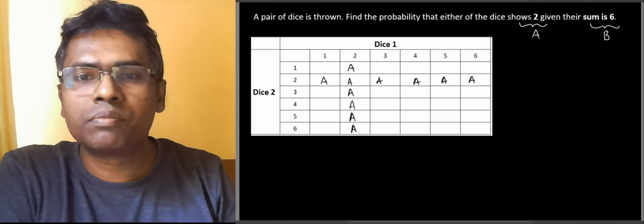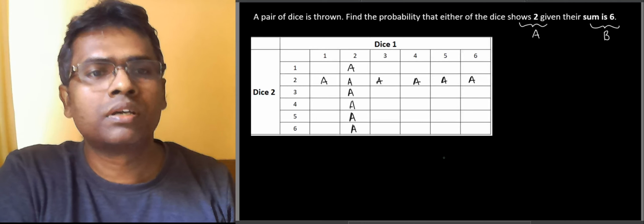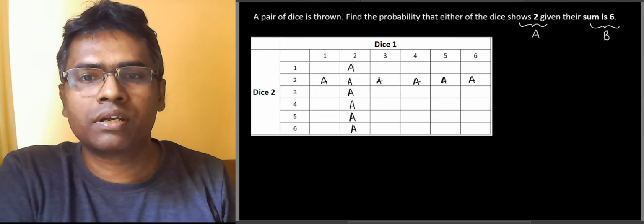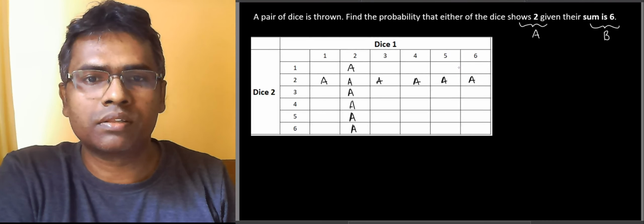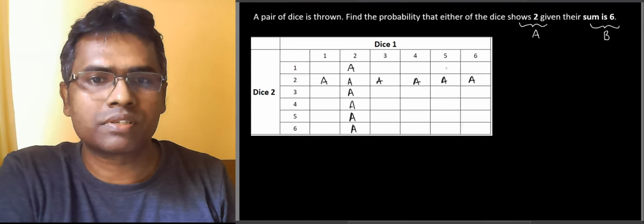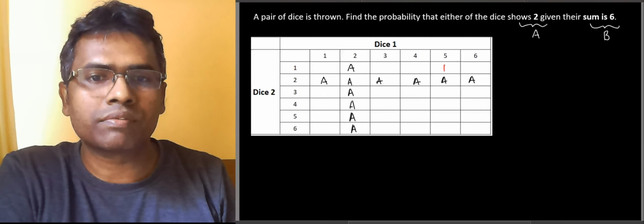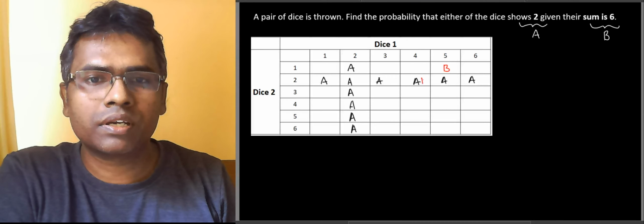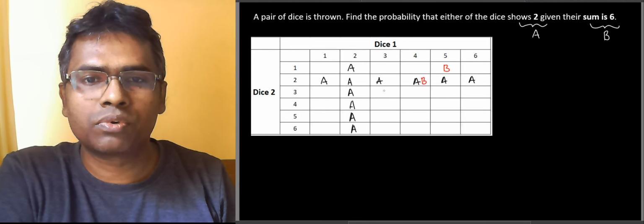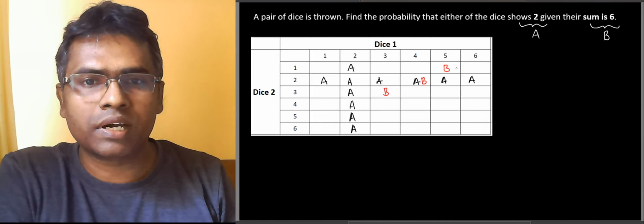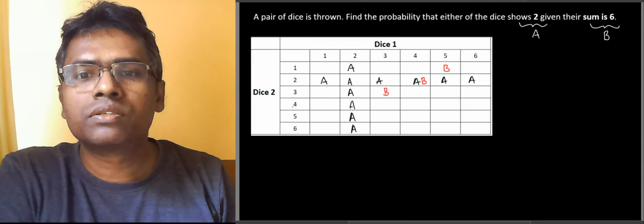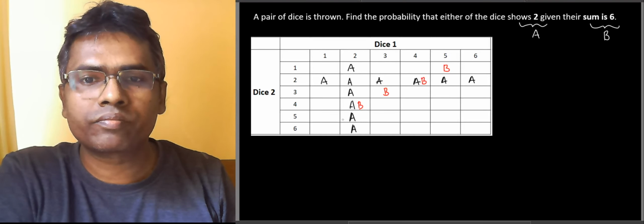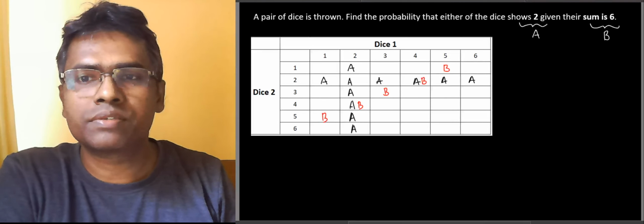And then for event B, the sum should be 6. So if I look at, let's say here, dice 2 gives us 1, and dice 1 gives us 5. So this is okay for us. And then similarly, I think this is okay. So if you think about it, you'll get a kind of a diagonal. So then this is okay, and so these are the events.